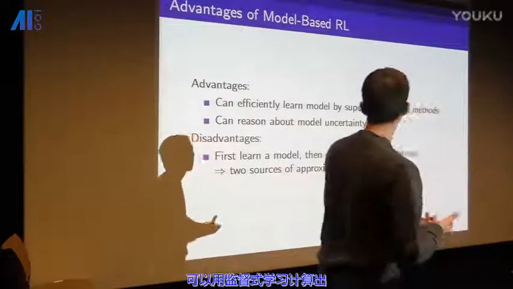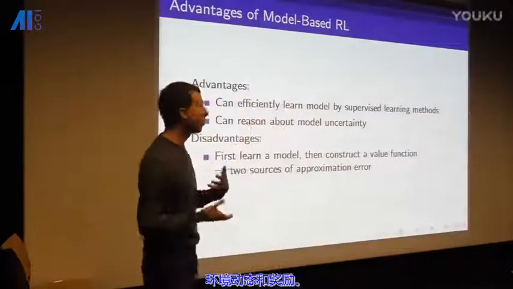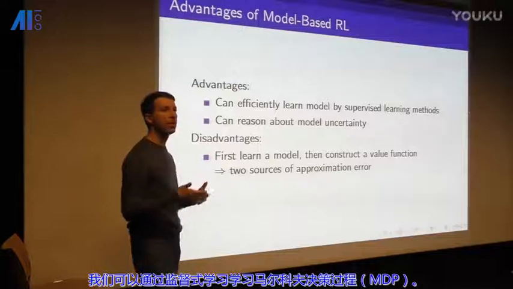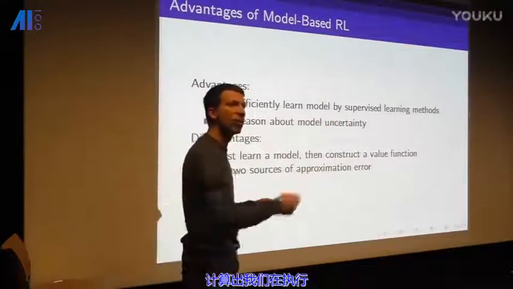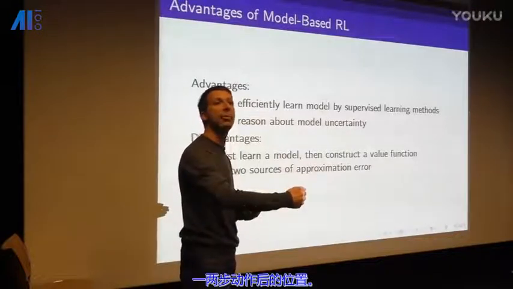We can apply supervised learning to figure out the dynamics and the rewards of our model. We can start to learn our MDP by supervised learning. We don't need to wait all the way to the end of our trajectory to figure out where we were after 1 step or 2 steps.